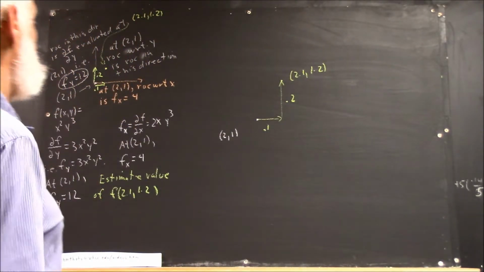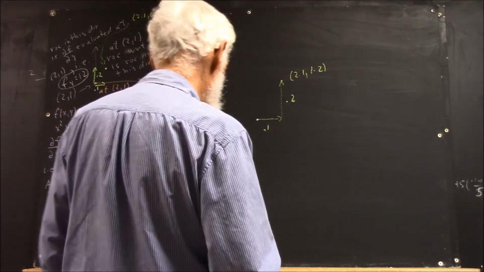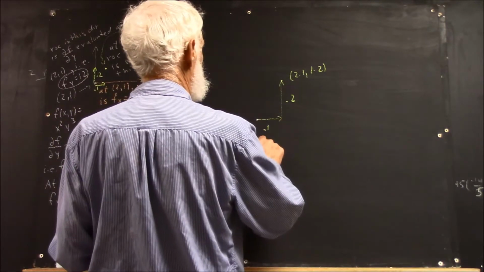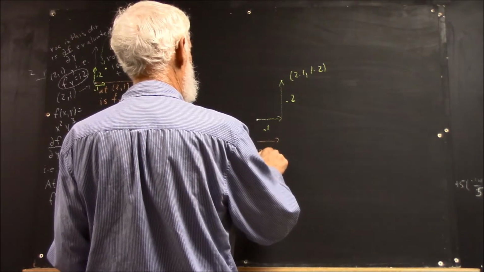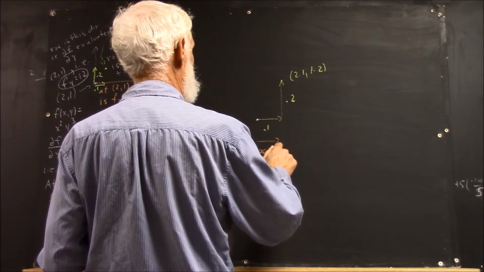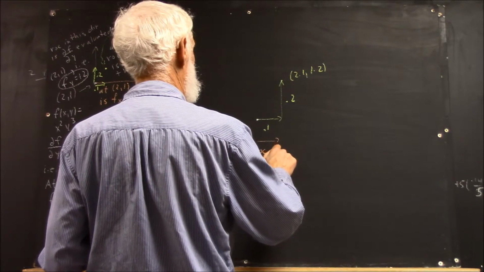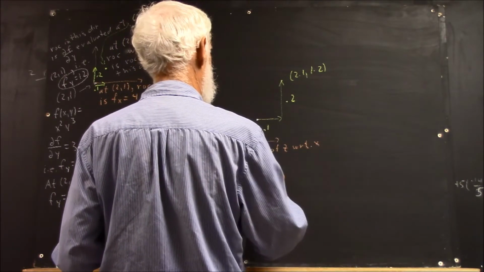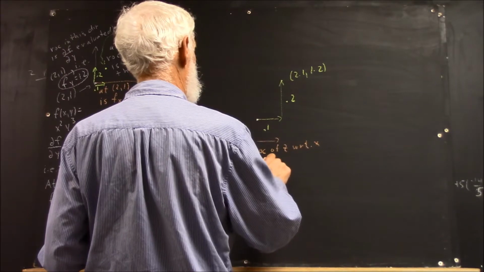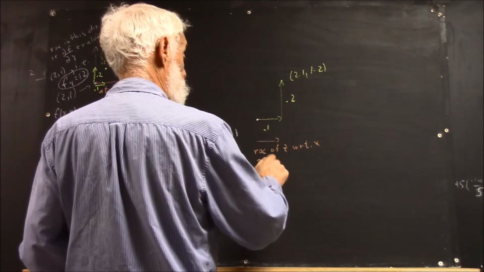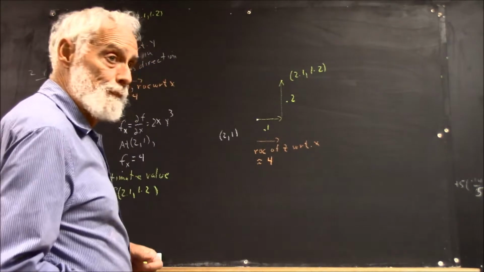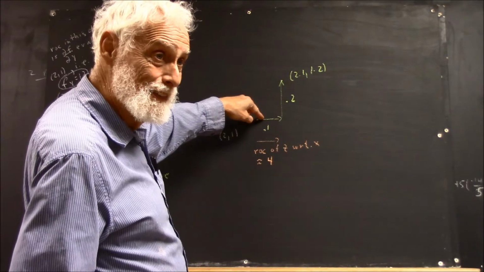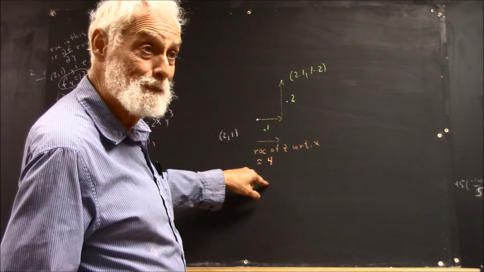Well, in the x direction, the rate of change of z at this point is exactly 4. Now I say it's approximately 4 because as soon as we move away from this point, the rate of change changes. Okay?